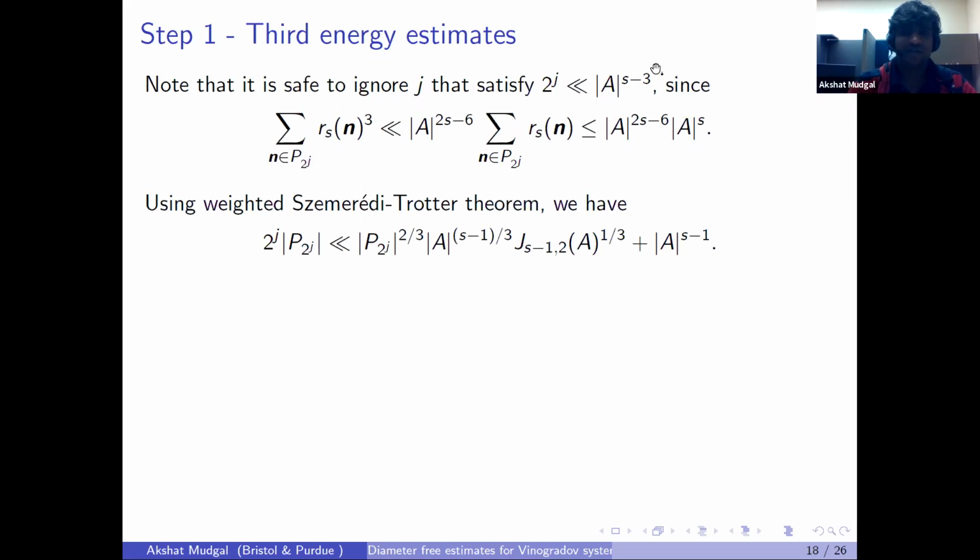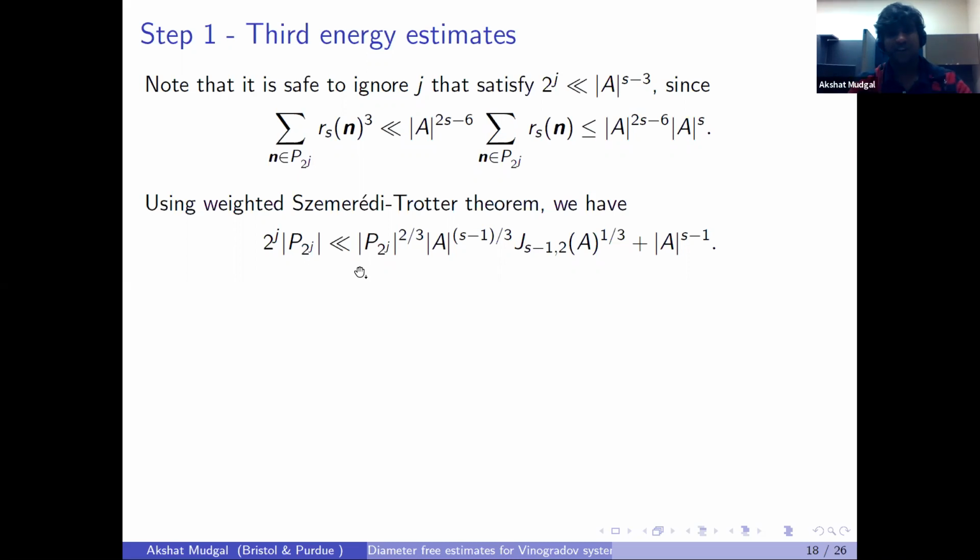And we can consider all possible values of j where 2 to the power j is bigger than a to the power s minus 3. And for these cases, I can apply the weighted Szemerédi-Trotter theorem again. And I get this inequality.